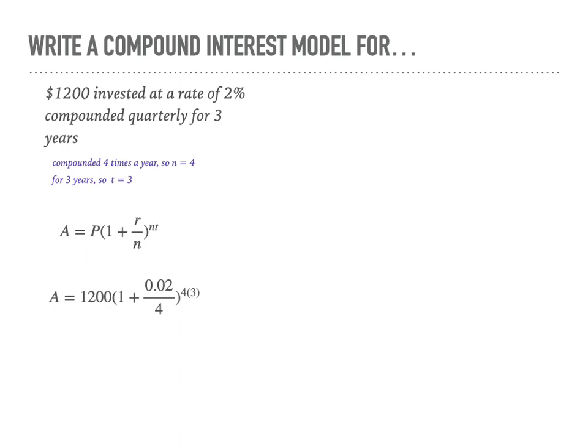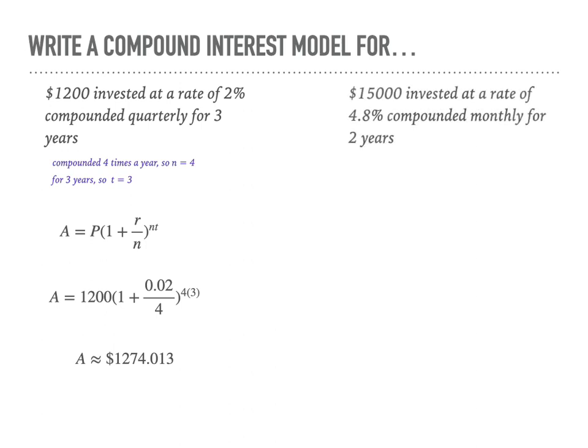P equals 1,200. That's the initial amount. R is 0.02. Remember, don't put the percentage, put the decimal. So 2% written in decimal form is 0.02. And 1 plus 0.02 divided by 4 is all to the power of 4 times 3. Remember, not the whole thing is to the power of 4 times 3, just the 1 plus R over N part is to the power of N times T. And solving this, putting it in a calculator, we get the following final money.